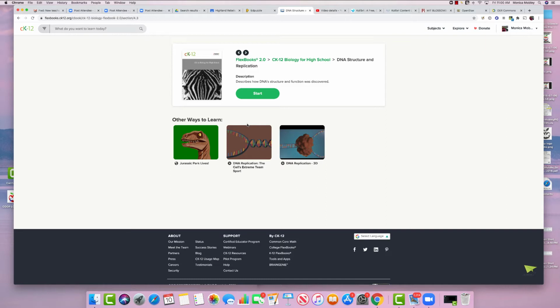Now, in terms of best practices, first of all, on this page, you see where it says other ways to learn. One of the nice things about CK12 is that it does give you multiple platforms besides just reading. You can have the students interact with videos and simulations. Here's a 3D simulation of what's happening during DNA replication. So that's all good.